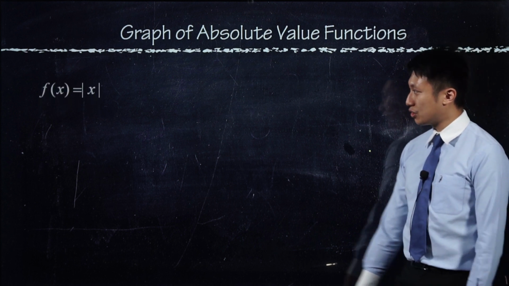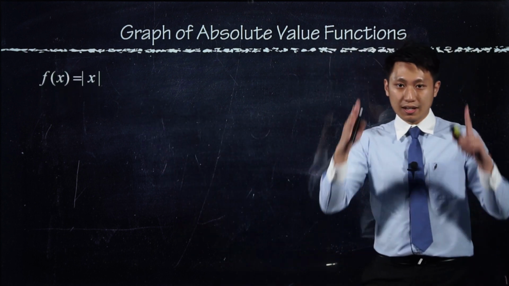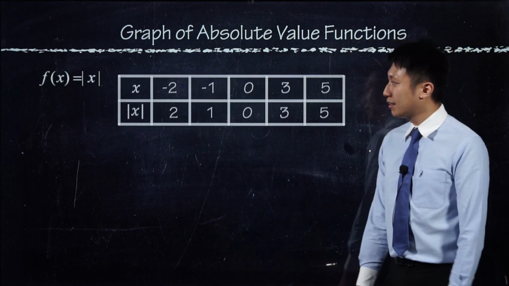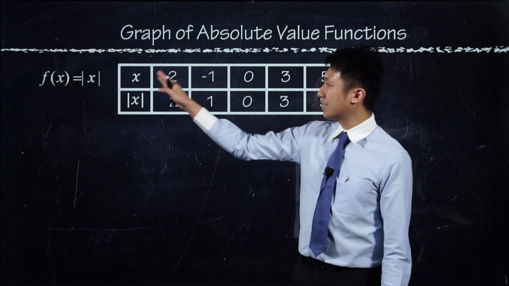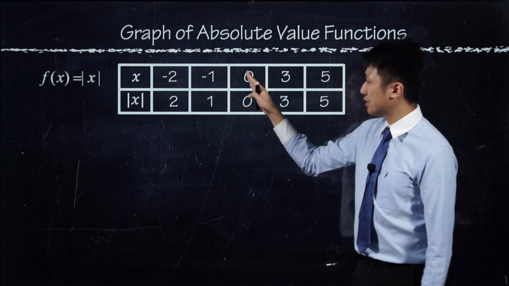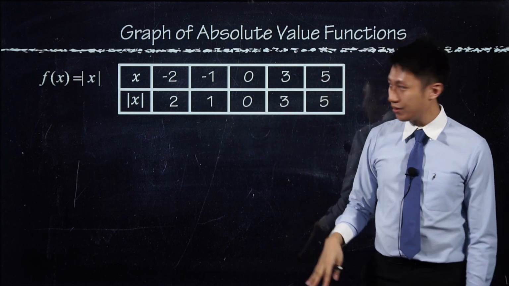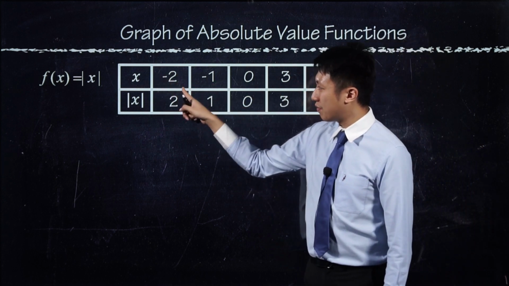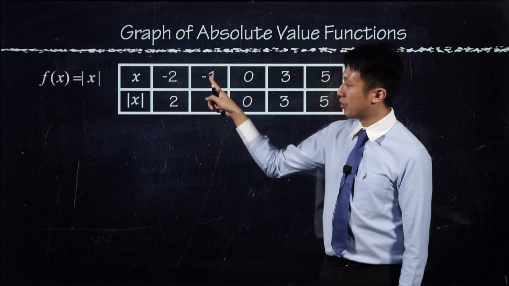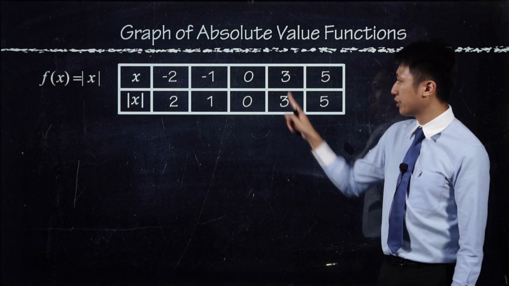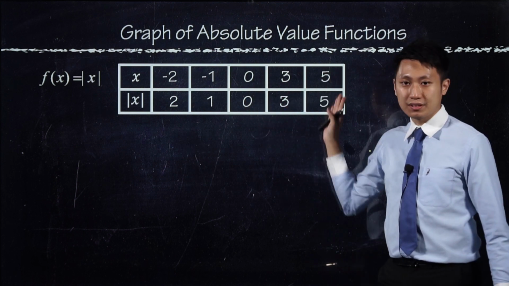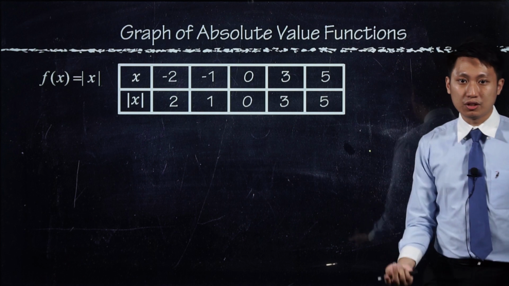Absolute value function. So if f(x) is equal to this thing, modulus of x, then I construct a table just for you to see what's happening. The x values are what? -2, -1, 0, 3, 5. I just simply write a few. Then you see the modulus of -2 gives you 2. Modulus of -1 gives you 1. Modulus of 0 is 0. Modulus of 3 is 3. Positive still gets positive. Negative will turn into positive.